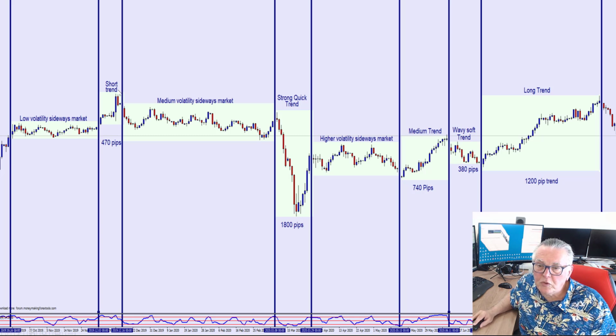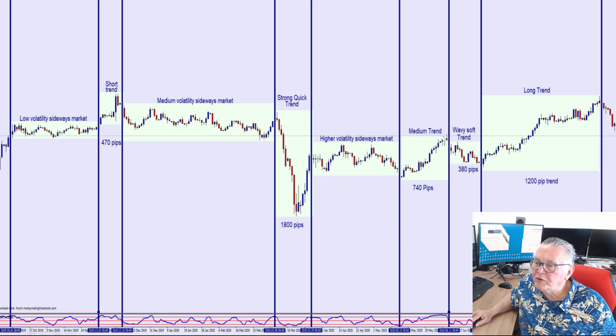Then there's a little short trend. Then there's medium volatility. You can see the volatility there, and the volatility here is a little bit bigger. Then there was this quick trend that happened there, and that was the COVID, and that was one of the questions asked, what should you do about this? But you just regard it as a quick trend. And then you have high volatility sideways markets, like there's low, there's medium, and this is high volatility sideways markets.